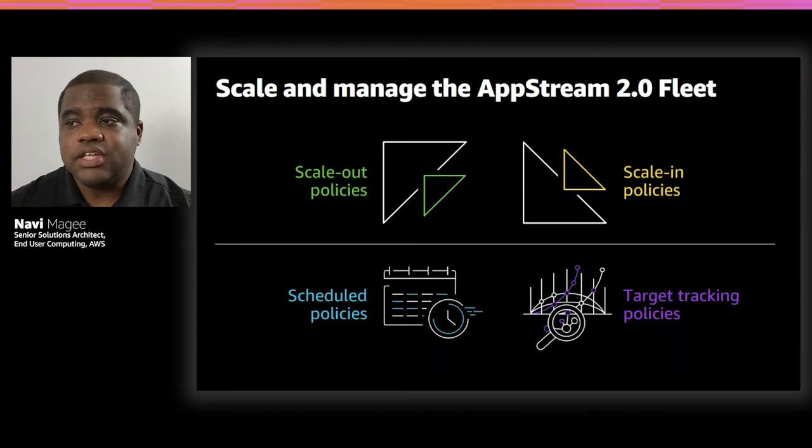And the final option is a target tracking policy, which works hand in hand with our CloudWatch metric solution to use triggers and alarms to determine at what point that fleet will scale out.